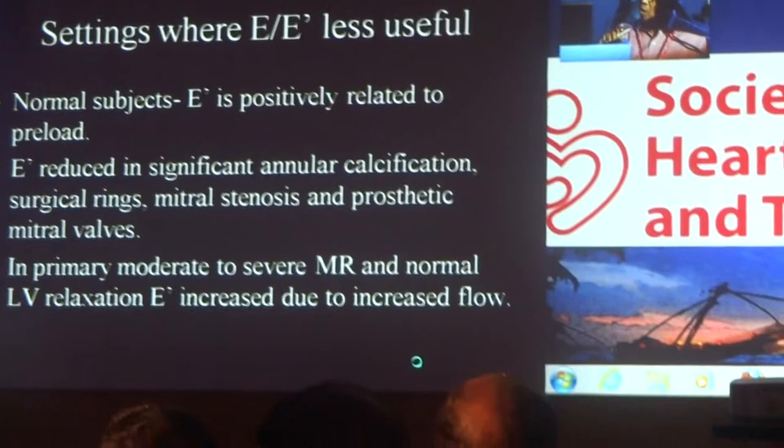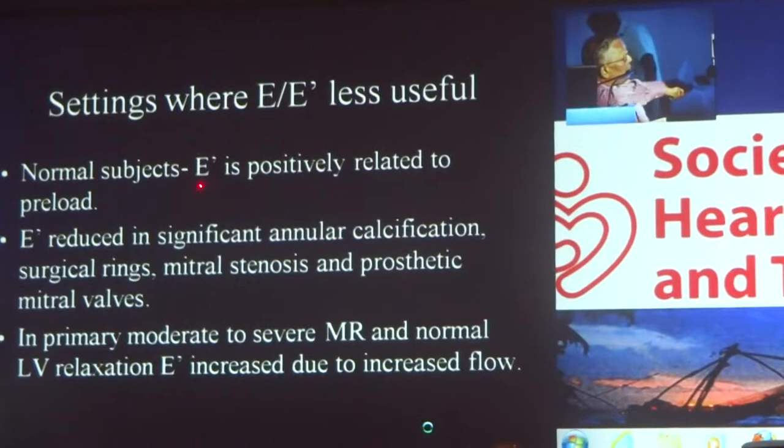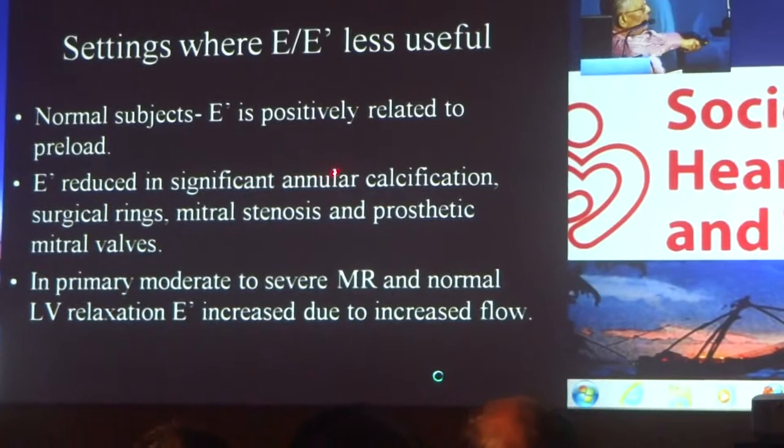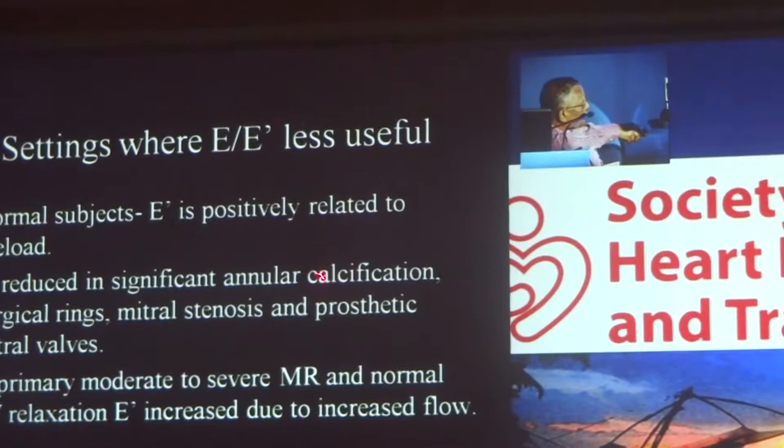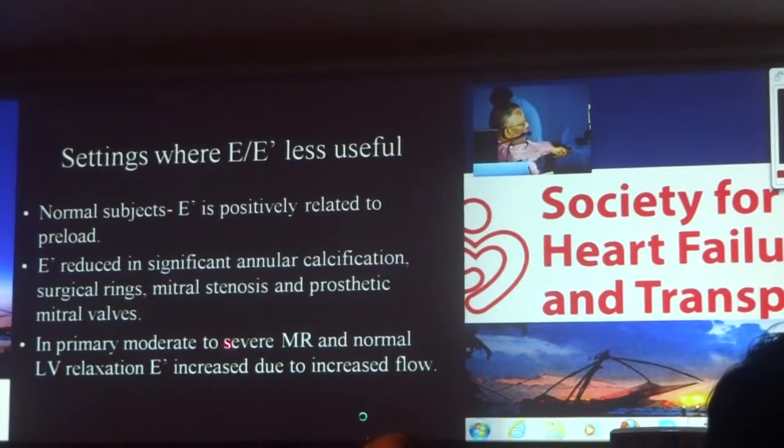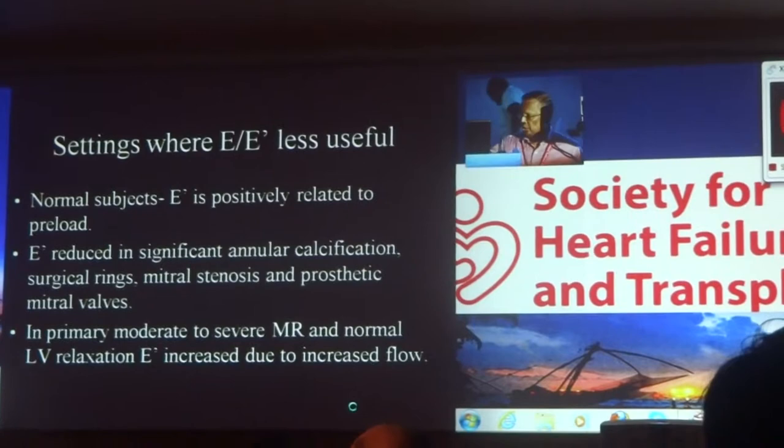In normal subjects, E prime is positively related to preload. E prime is reduced in significant annular calcification. In positive annular calcification, it's often not useful. Same with surgical rings, mitral stenosis, and prosthetic mitral valves. In primary moderate to severe MR and normal left ventricular relaxation, E prime is increased due to very high annular movement, secondary to mitral regurgitation.